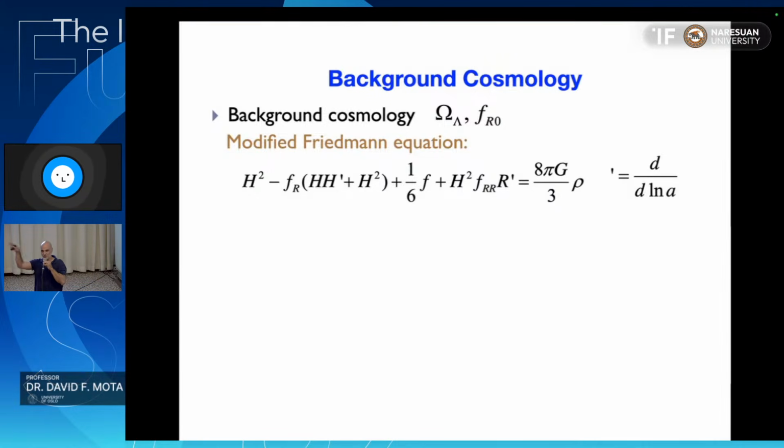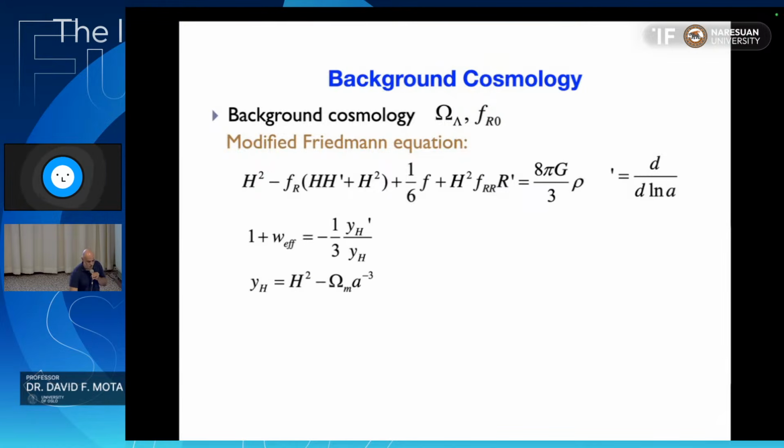So there's no Bardeen potential, there's no perturbations there. So you have a modified Friedmann equation. We have H squared equals 8 pi G over 3 rho, that's the usual Friedmann equation in general relativity, but now you have the f of R, so we have some extra terms on the Friedmann equation that look like that. Okay? It doesn't matter.